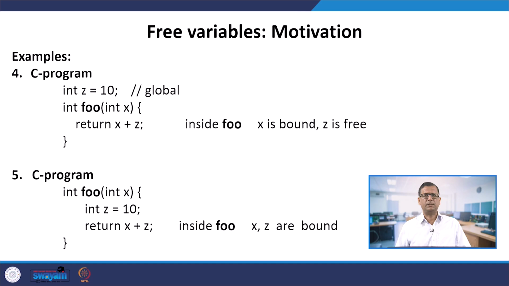Let us now see some C programs. The first program has a declaration like int z equals 10, which is a global variable, and you have a function where int x is the parameter and it returns x plus z. So inside this function x is bound whereas z is free. Now let us see the other program where we have int z equals 10 inside the function, returning x plus z, and the parameter is x. So both x and z in this case are bound. There are no free variables here.